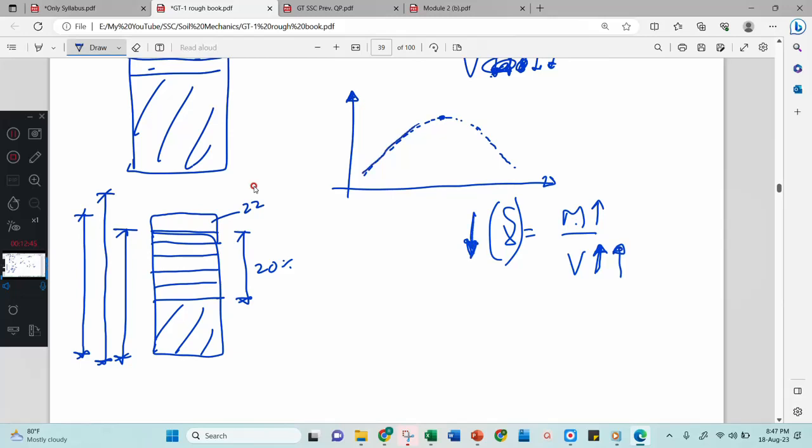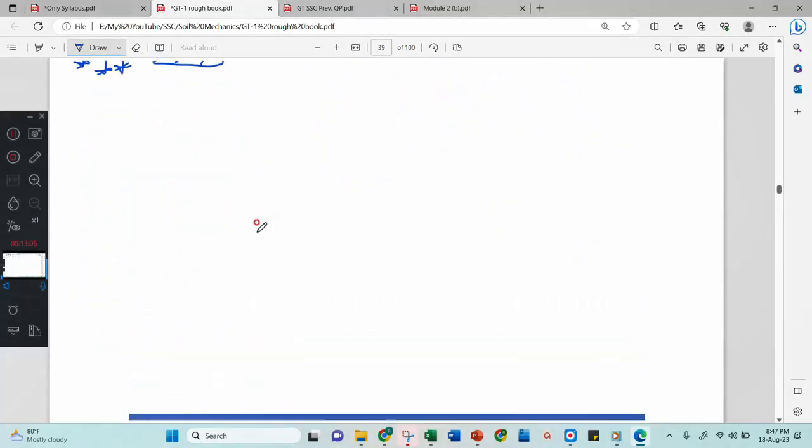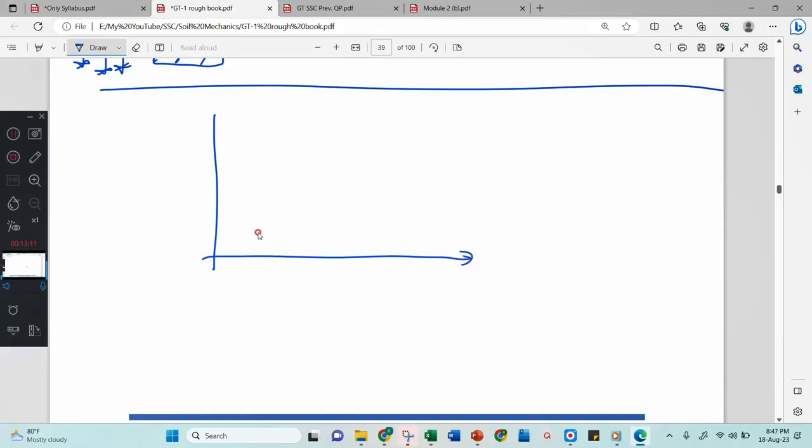That's why he got a compaction curve which initially increases with water content, and then decreases with water content. This is a conclusion by Proctor. Understood? He has got one conclusion from this experiment: to achieve the maximum density, this is the maximum dry density, gamma d max, or MDD as we call it. MDD means maximum dry density.